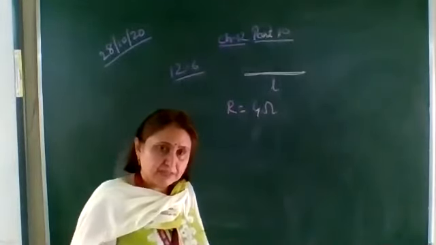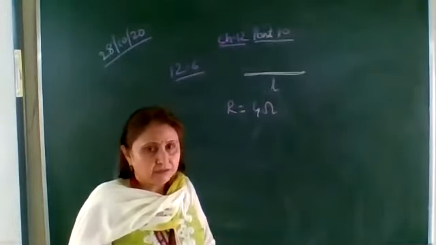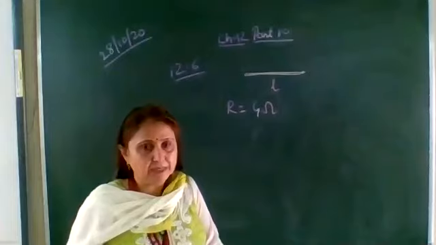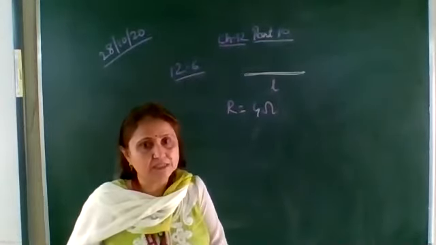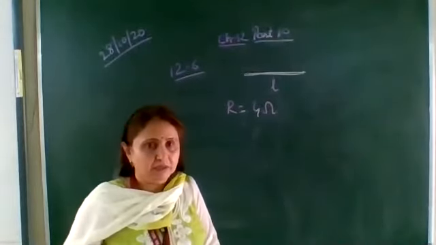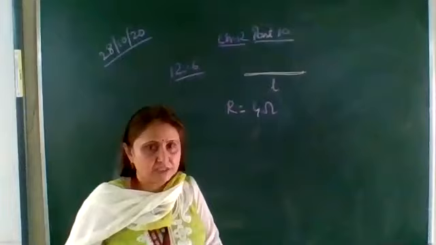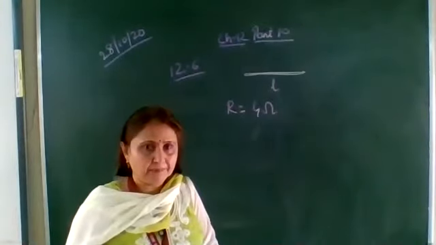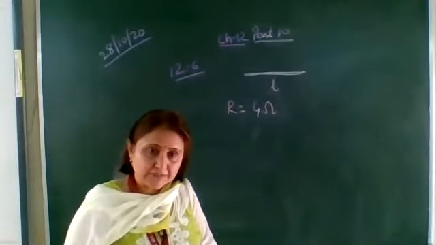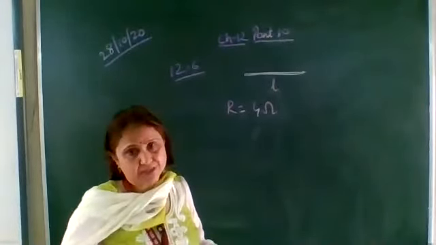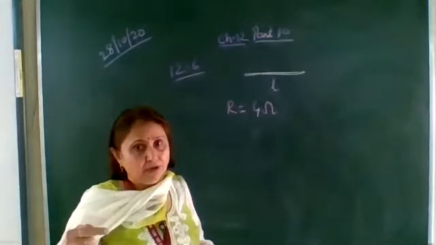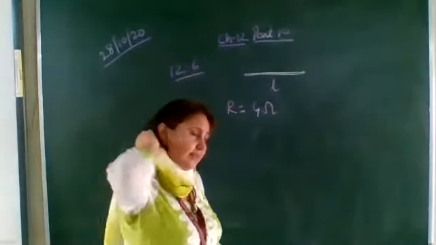If it is given that another wire of the same material and same thickness is taken with double the length, then resistance is directly proportional to L. But if it is given that the same wire is stretched, then the cross-sectional area will decrease.